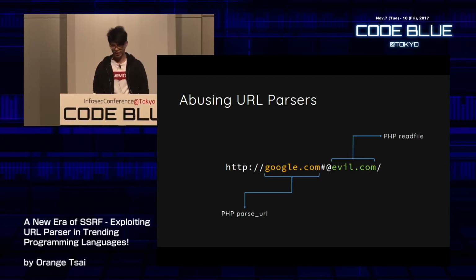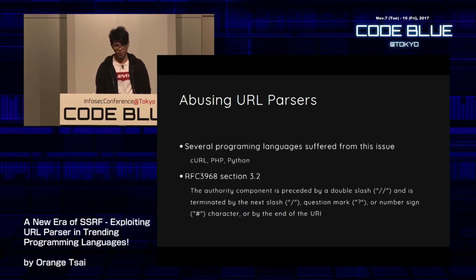Okay, I think the domain avo.com already told you the answer. Several programming languages suffered from this issue, like PHP, Java, Curl, and Python. According to the RFC, the authority part is preceded by a double slash and is terminated by the next slash, question mark, or a number sign. So the appropriate authority part is google.com.